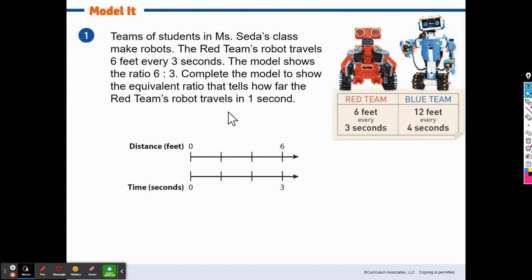So for this first problem here, it says teams of students in Miss Sada's class make robots. The red team's robot travels 6 feet every 3 seconds. The model shows the ratio 6 to 3. Complete the model to show the equivalent ratio that tells how far the red team's robot travels in 1 second. Okay. A lot of information there, right?